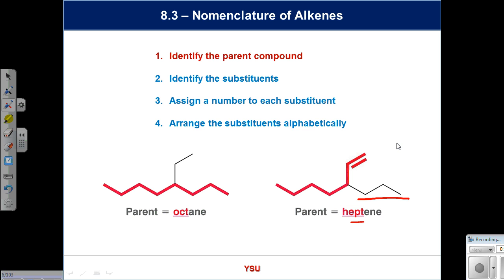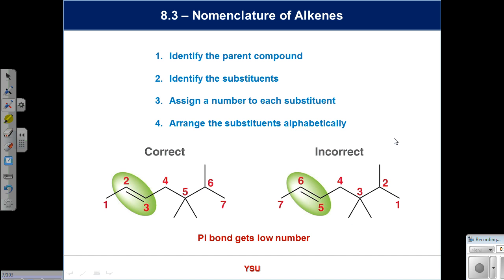So the parent here is heptene. Why? Because even though it's not the longest chain, it's got the alkene in it. It has the functional group in it. Adding things up, we want to make sure the numbers are as small as we possibly can.